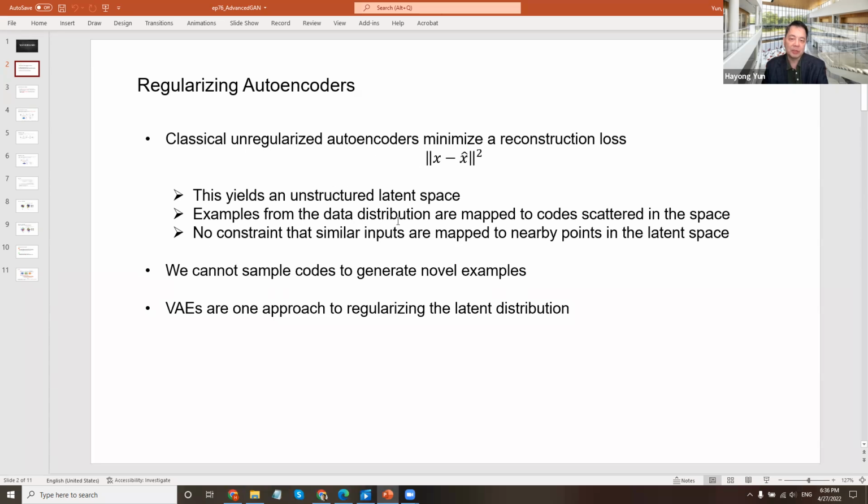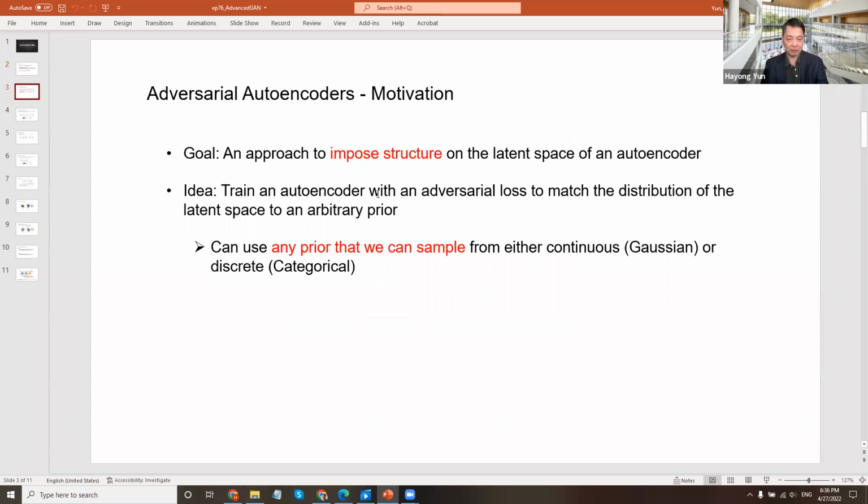In the example from the data distribution, the codes are scattered in the space. So it sits all over the place, and it's not necessarily best for clustering purposes, because there are no constraints. And you can sample codes that generate novel examples, and that's why we saw the variational autoencoders are an approach to regularize the latent distribution through this Kullback-Leibler, the KL loss regularization.